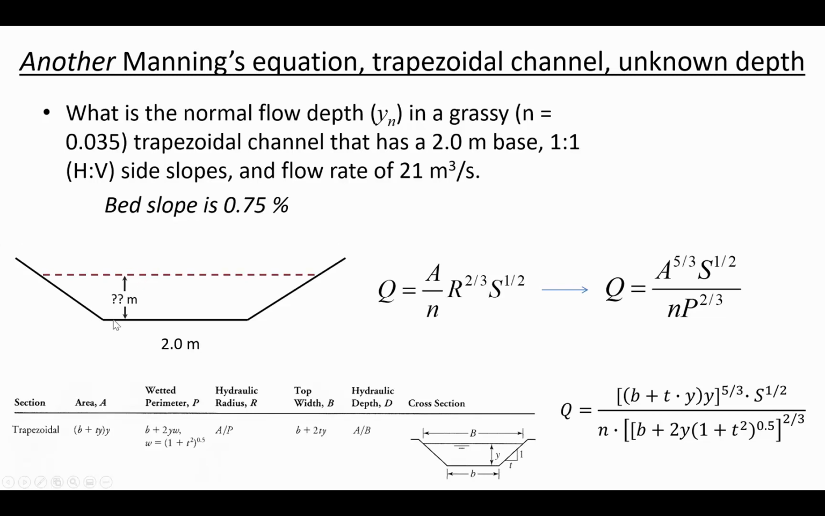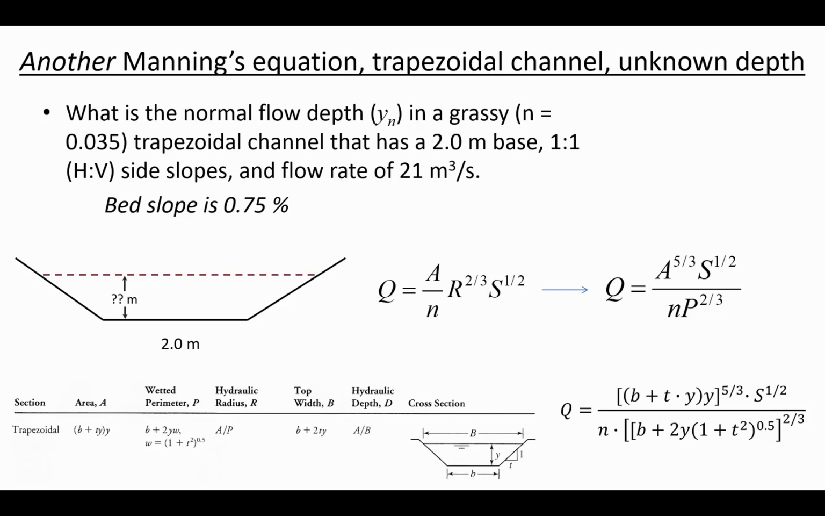We know that this channel has a bottom width of 2 meters. We don't know the flow depth, and this is saying find the normal flow depth. And remember, what normal means is we assume steady, uniform flow, and that's the assumption that has to apply in order for Manning's equation to predict what the depth is going to be. Because if you don't have steady uniform flow, Manning's equation isn't going to be able to tell you what the depth is.